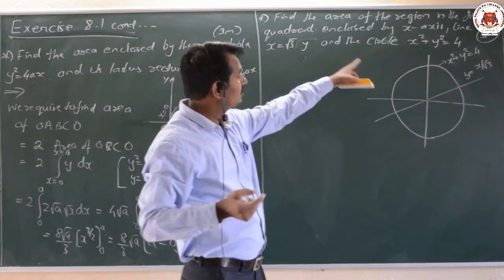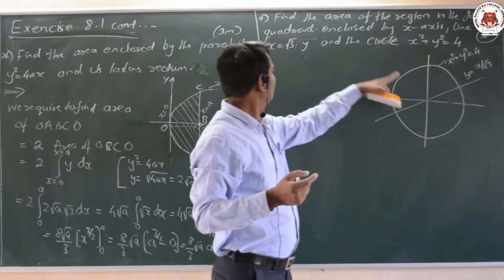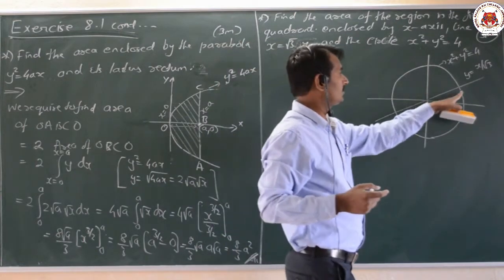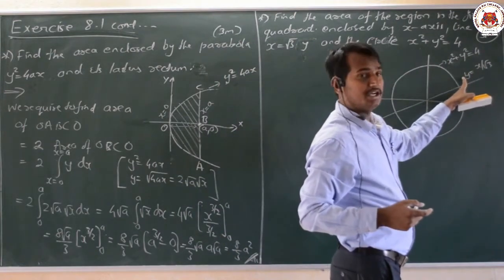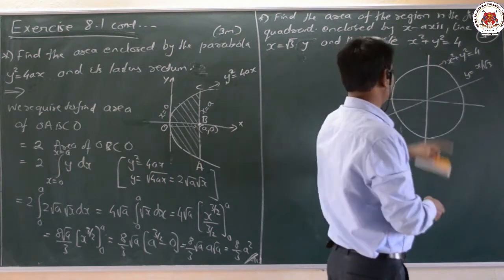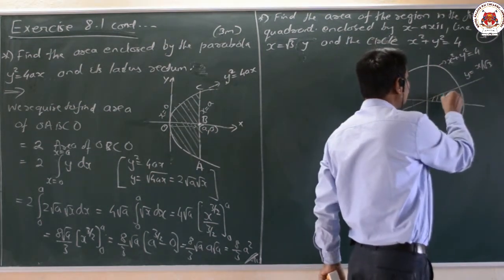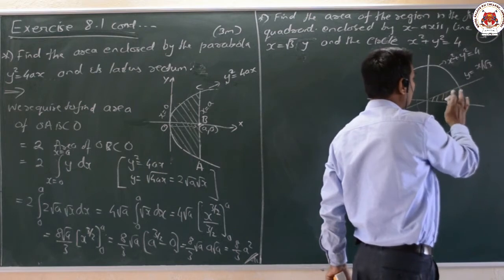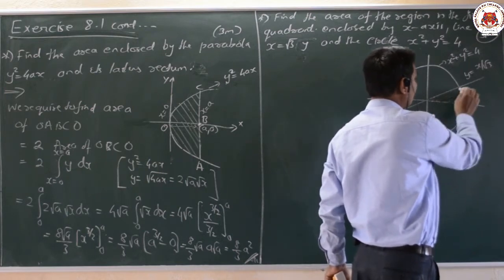Means enclosed by the x-axis. The line x equal to y by root 3, or root 3 into y equal to x, and the circle. That means here this particular sector area I require to find.